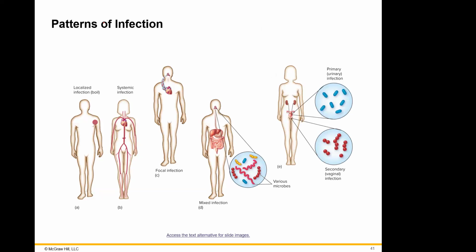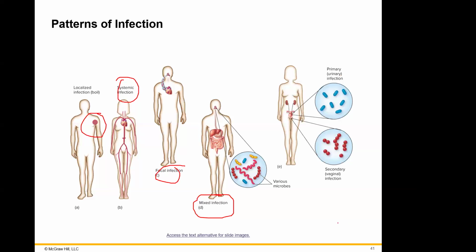I already did click those. All right, local infections. Here we're talking about infections that will be in one area, like a boil or something. Systemic, all over the body. Focal infections started in one place and moved to one other place. It's focused into those areas. Mixed infections, you have more than one microbe involved.